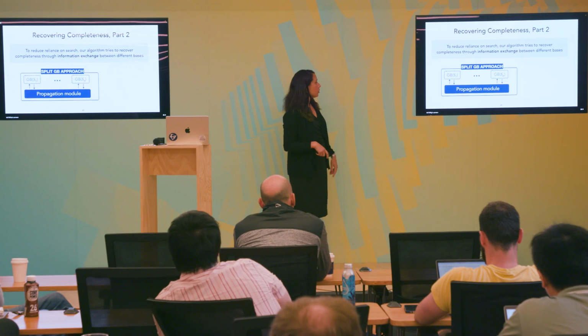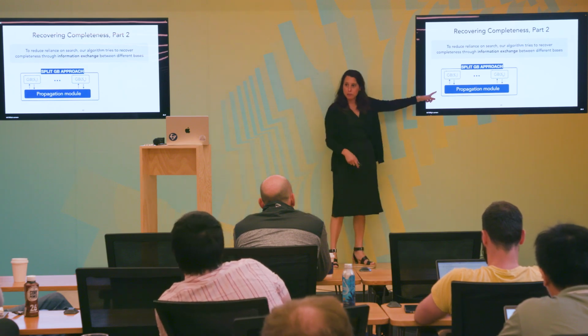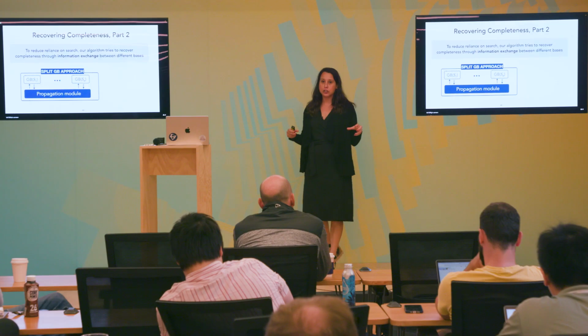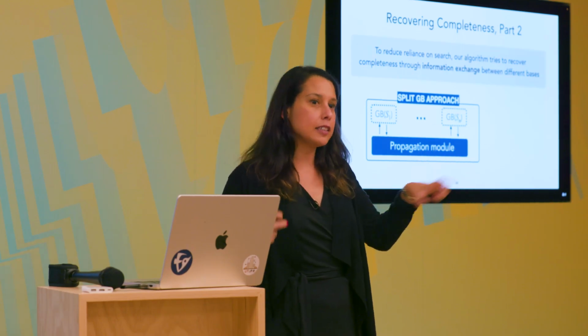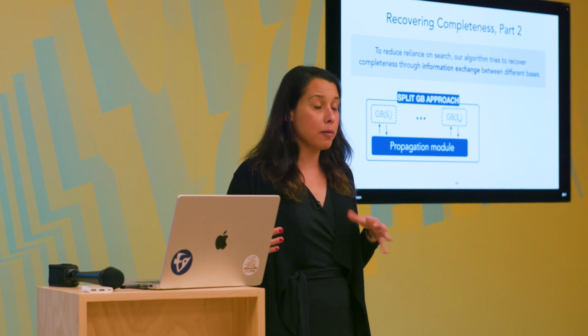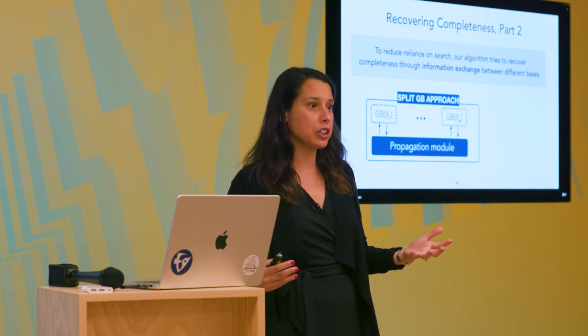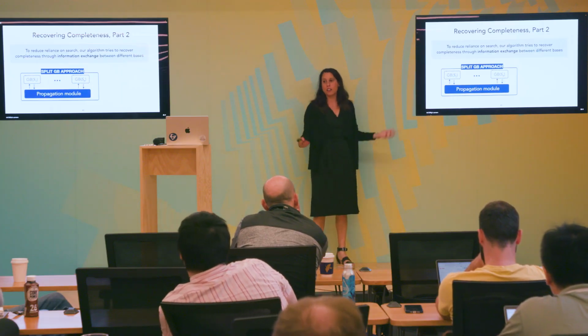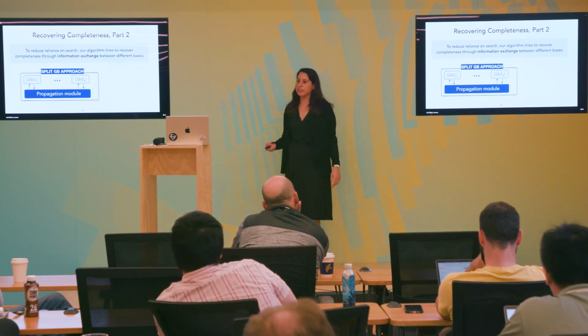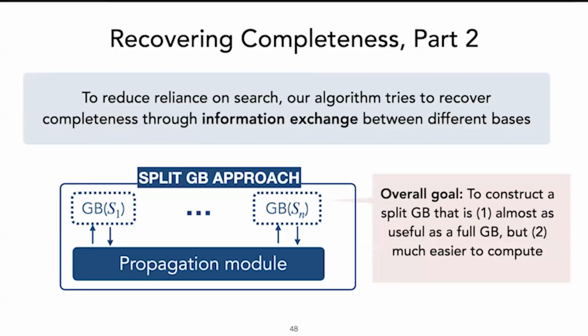But after we compute a Gröbner basis, we have this thing called the propagation module, which is going to inspect each of the bases and try to do some reasoning. If you added this, it probably wouldn't make Gröbner basis computation much harder, but it's potentially very useful. It propagates these polynomials back and forth, and you can recompute the Gröbner basis with those added polynomials. The overall goal here is to construct a split Gröbner basis that's almost as useful as the full Gröbner basis, but hopefully much, much easier to compute than the full thing.